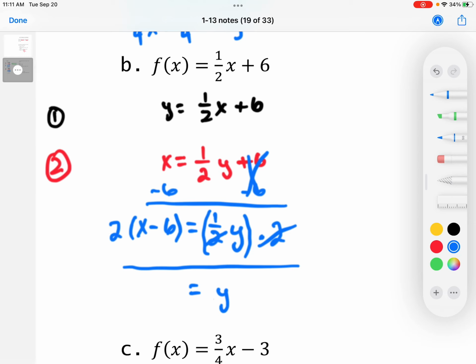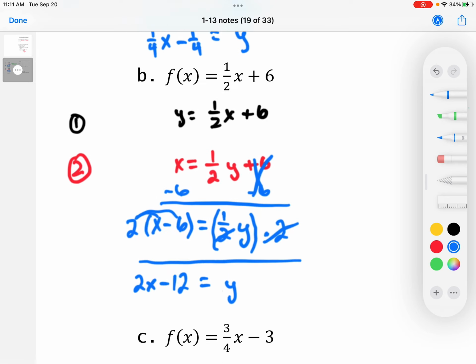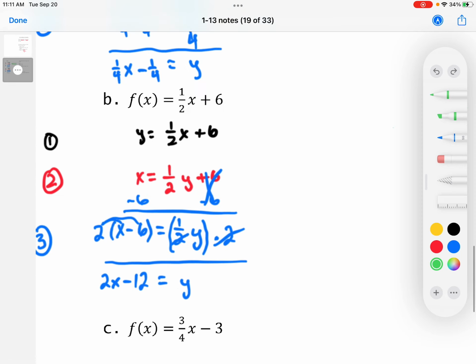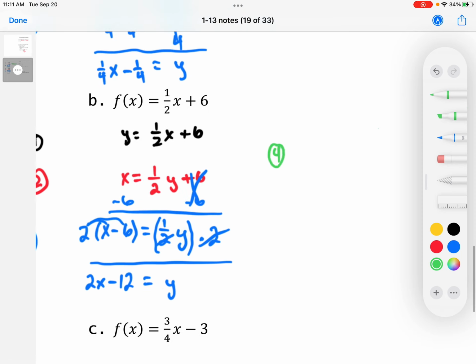Okay? Instead of x minus 6, we have to multiply all of it times 2 and turn it into 2x minus 12. Okay, all that stuff in blue, that's step number 3. And we know step number 3 is complete because we have this y by itself. Okay, our last thing to do is fix the notation. Step number 4, we're going to rewrite as f inverse of x equals 2x minus 12.